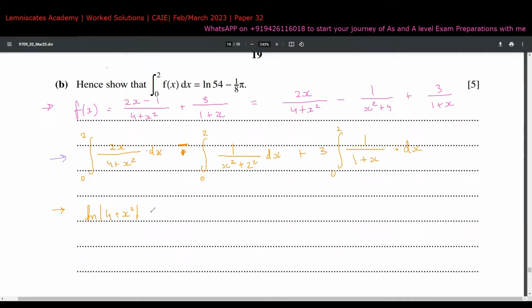And then it's a minus sign over here. Then what is the integration of this? It's tan inverse of x by a, that is 2.